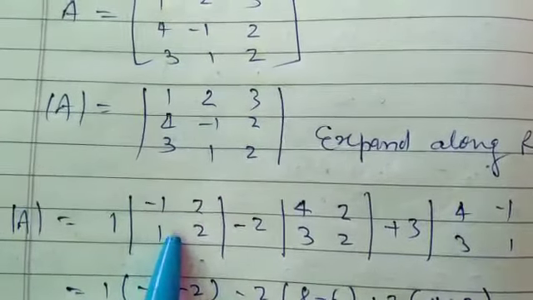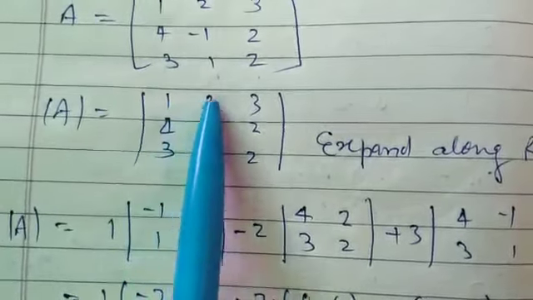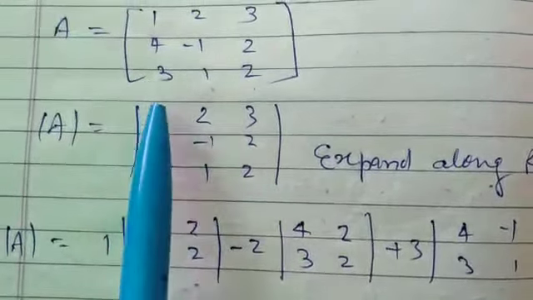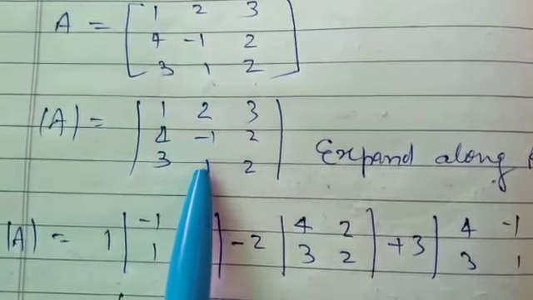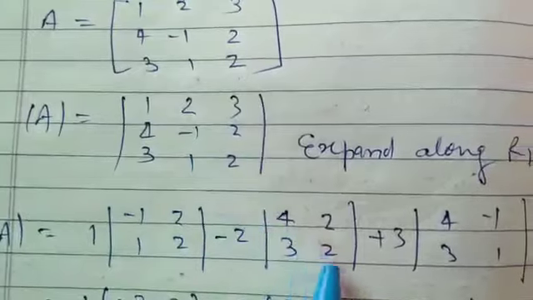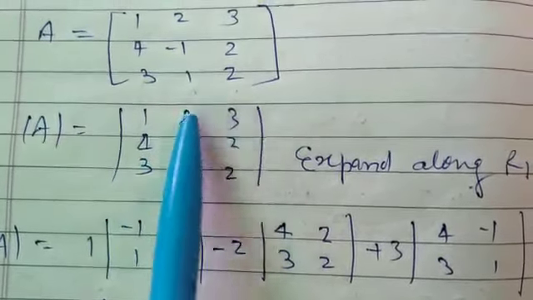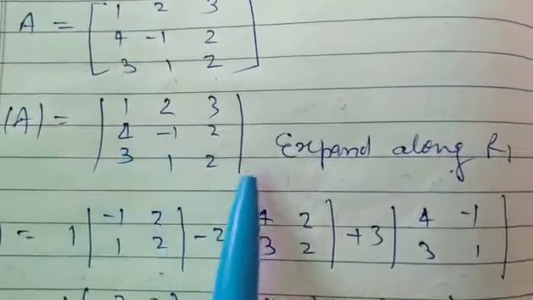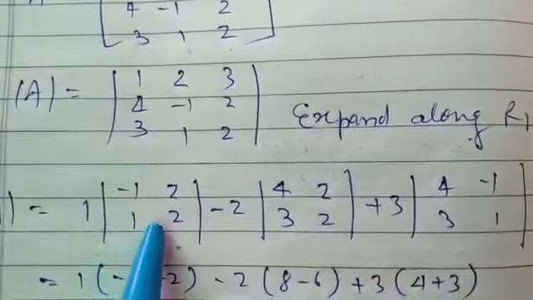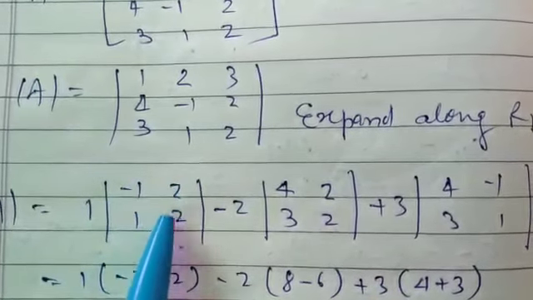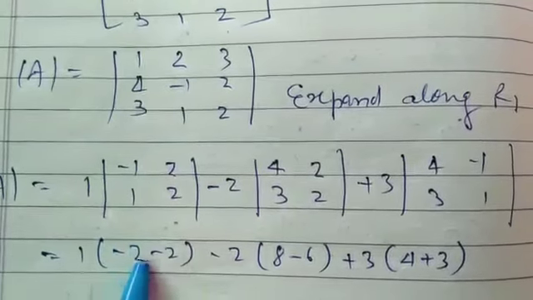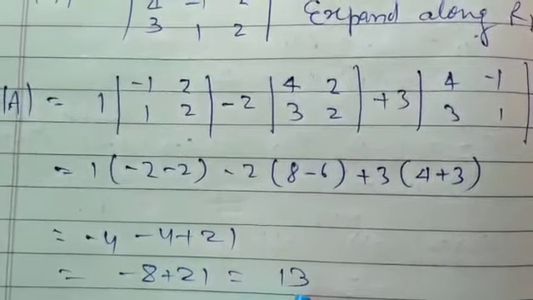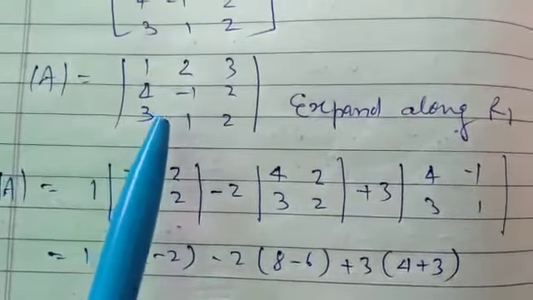So write these two. After this, plus minus plus, this will go alternately, so here minus 2 came. Now again leave the first row and second column. We will get 4 3 2 2. And after this, leave the first row and third column. So these four values are visible. Write this. Now we know how we can solve this. Multiply this and this in this way. After calculation, you will get 13. So 13 is the determinant of this matrix.